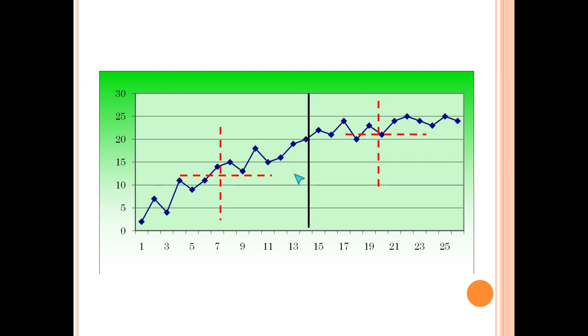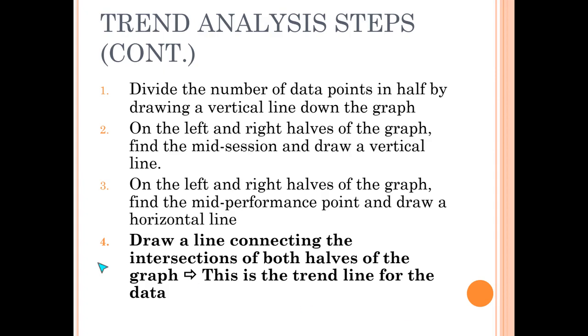Where do these two lines, the vertical and the horizontal line, where do they intersect? Those points are now being connected. Draw a line connecting the intersections of both halves of the graph. This is the trend line for the data. So you're taking this point and taking this point, and you're drawing a straight line through those 2 points, and that is that trend line that you have seen on those previous examples.